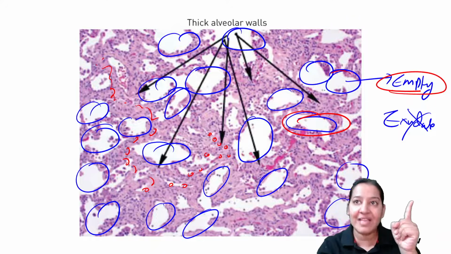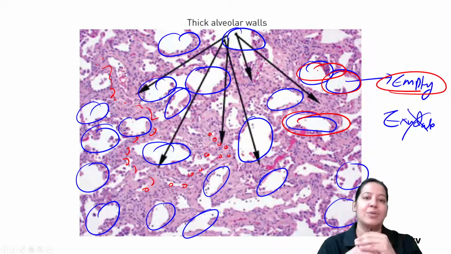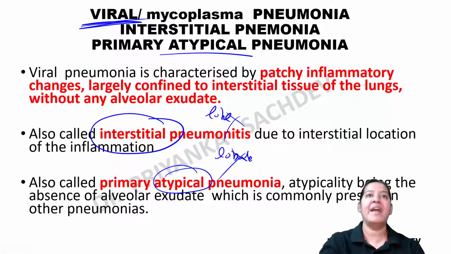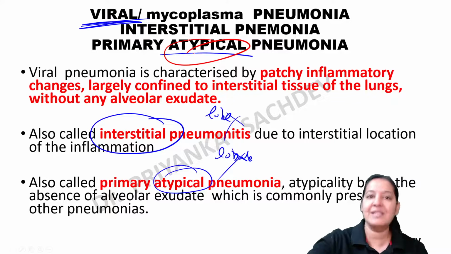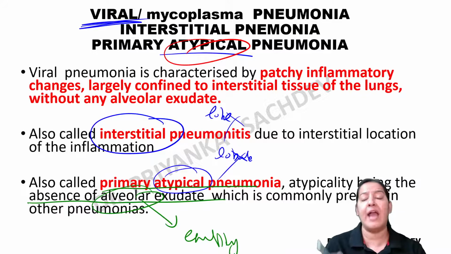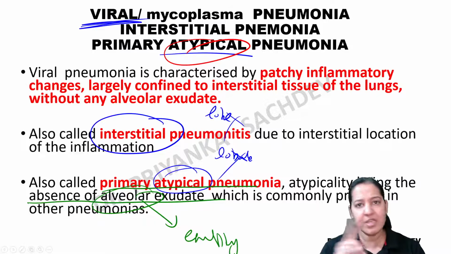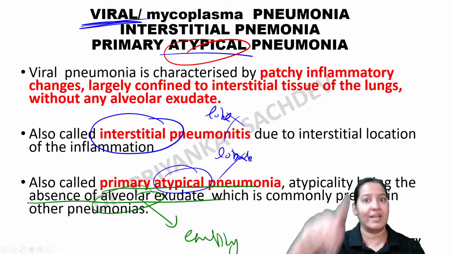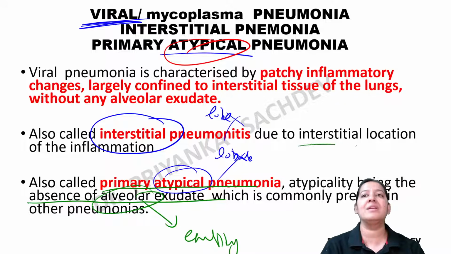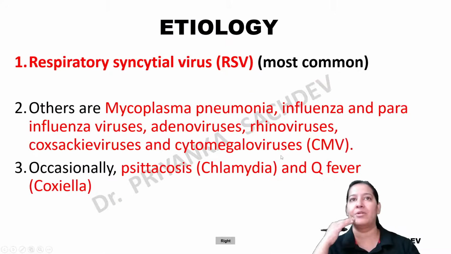In bacterial pneumonia, these are not empty. These are filled with exudate. That's why this is known as atypical. You should ask what is atypical about it. The atypical thing is the absence of alveolar exudate. The alveoli are empty. So where is the inflammation? Inflammation is not inside the lumen as exudate like lobar and lobular. In lobar and lobular, it was inside. Here inflammation is in the interstitium, that is in the background.